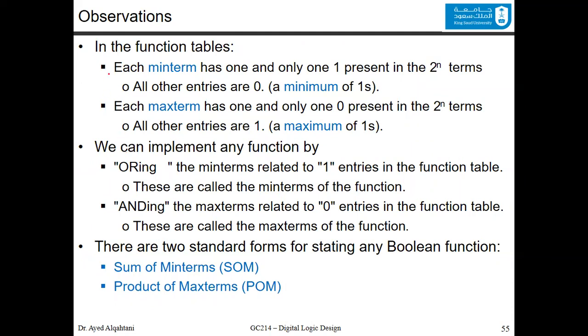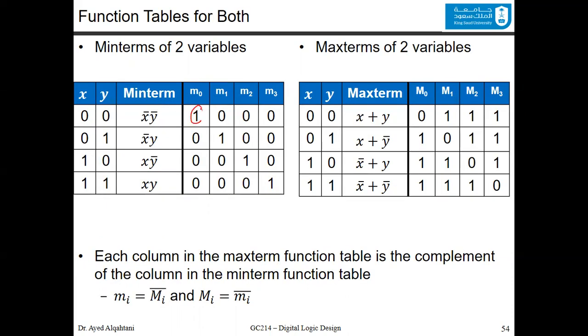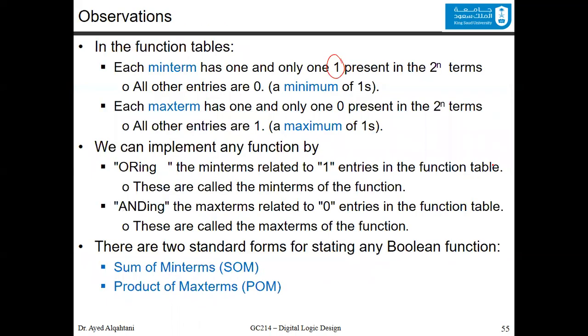Here are the observations that we had. In the function table, each min term has one and only a single one present among the 2 to the n terms. So you have a single one here, a single one here, a single one here for this row, and a single one for this row. For the max term, you have a single 0. And they are also on the diagonal.